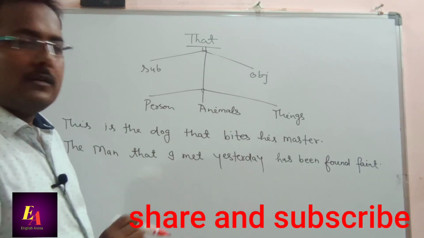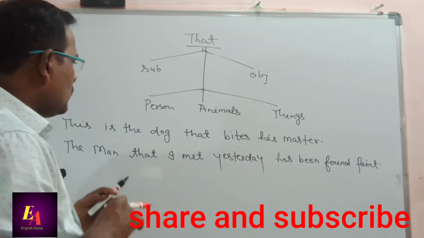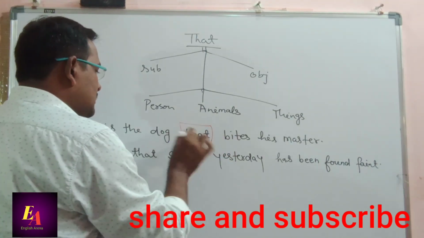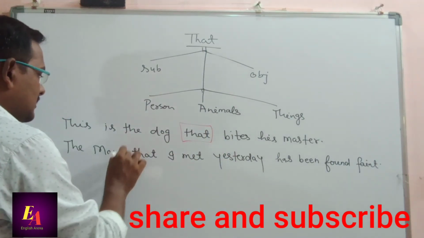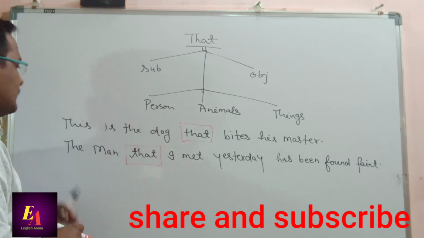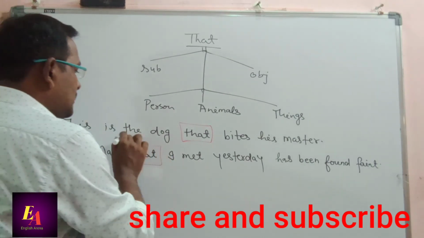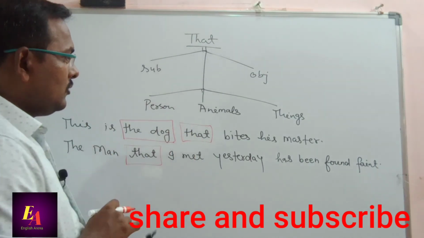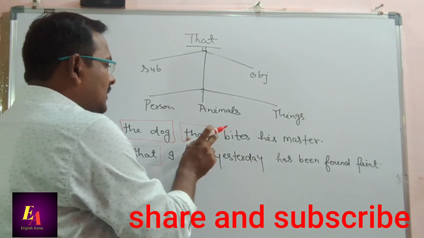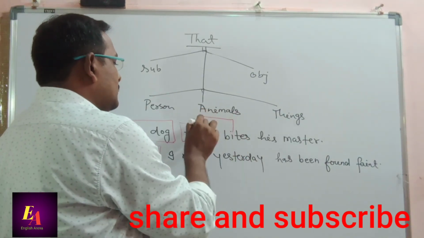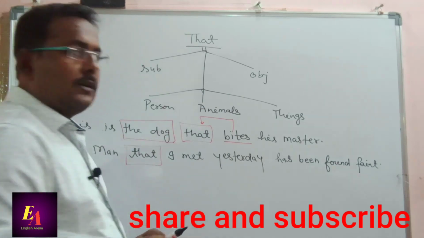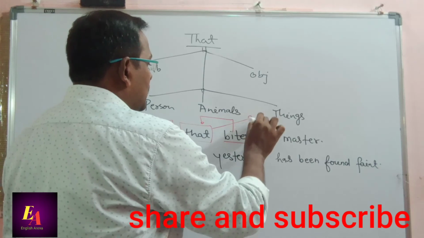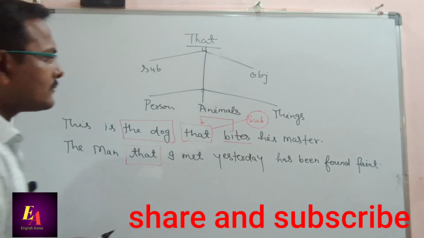Friends, let's see what is the work of that in these sentences. Here you can see this is that, and in the second sentence you can see here that. This is the dog, and the antecedent of that is the dog. Actually friends, you can see here that comes before the main verb bites. So the work of that in this sentence is as a subject.